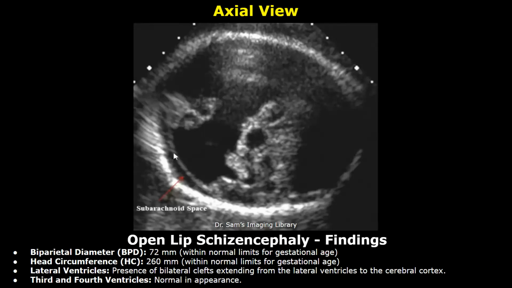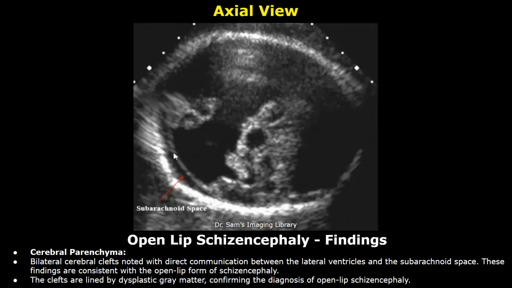The BPD and HC are normal. Lateral ventricles, presence of bilateral clefts extending from the lateral ventricles to the cerebral cortex. Third and fourth ventricles are normal in appearance.